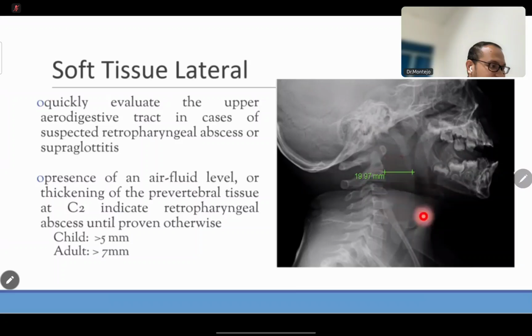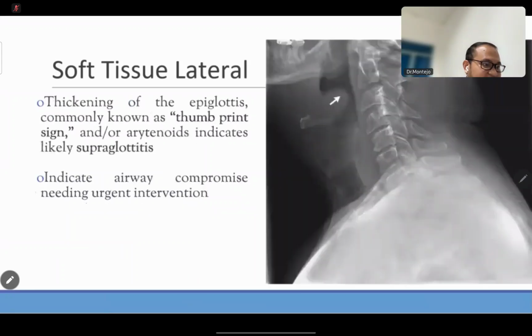Usually, for a child, if it's more than 5 mm, highly likely it is retropharyngeal. And also in adults, it's more than 7 mm. Okay? So this is your airway, no? Trachea, larynx. So aside from thickness, actually your soft tissue lateral could also give you the thumbprint sign. Okay? So this would denote a supraglottitis or epiglottitis. So kani, Marshall thumb.